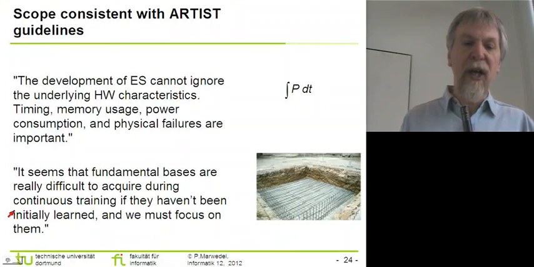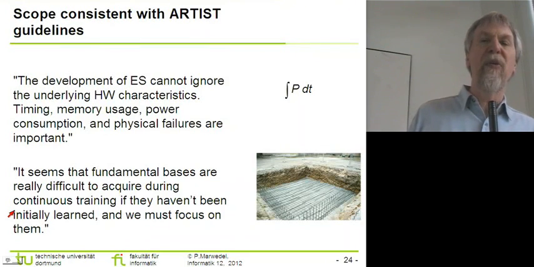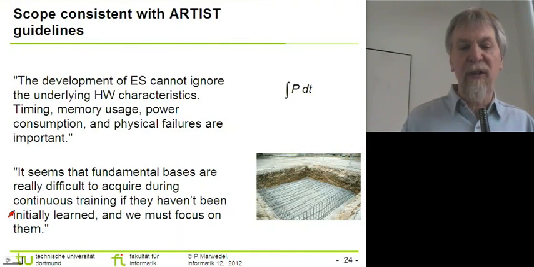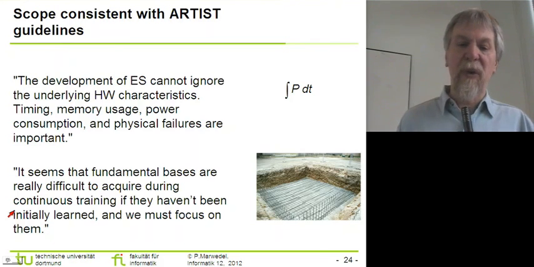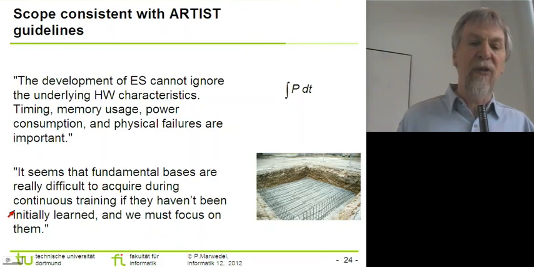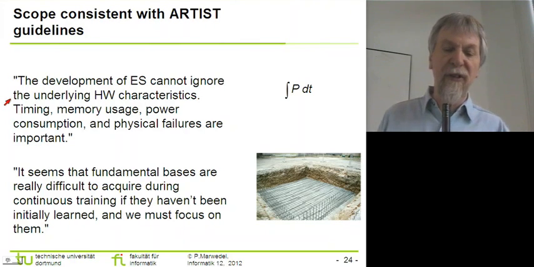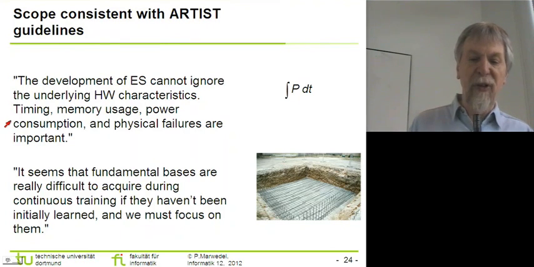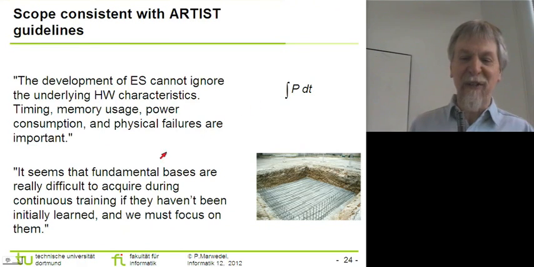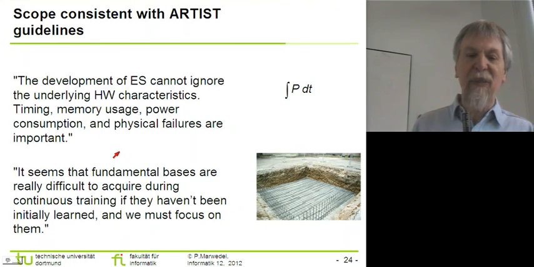Now, also looking at the report, we see that we should cover certain areas. We can figure out that we should also describe the link to hardware. According to the report, the development of embedded systems cannot ignore underlying hardware characteristics. Timing, memory usage, power consumption, and physical failures are important. As a representative of this link to physics, I've put one equation there, but that's only one particular example. So that means we really have to make sure that these links are being discussed in the course.